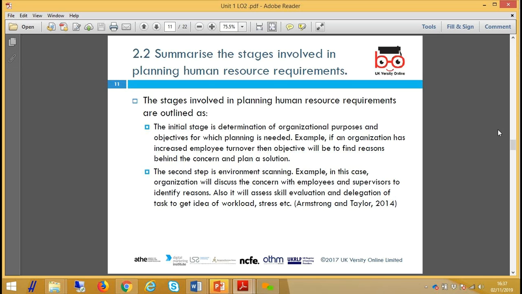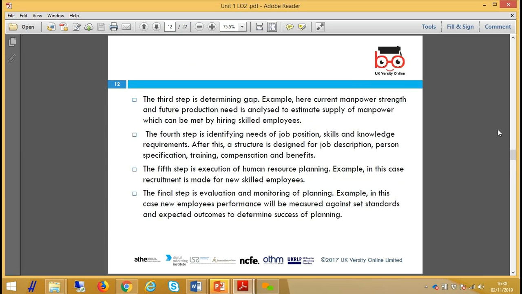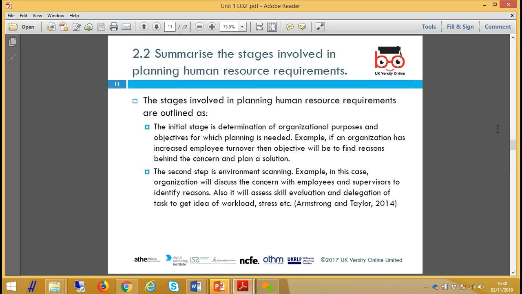So we'll look at 2.2, summarizing the stages involved in planning human resource requirements. So broadly, we look at the initial stage, the environmental scanning stage, the gap analysis, the fourth stage being identifying your specific knowledge and skill requirements, and then the fifth stage being execution, and then finally evaluation and implementation. So let's take that one by one.